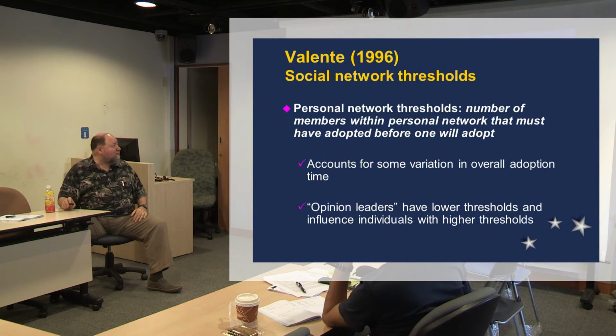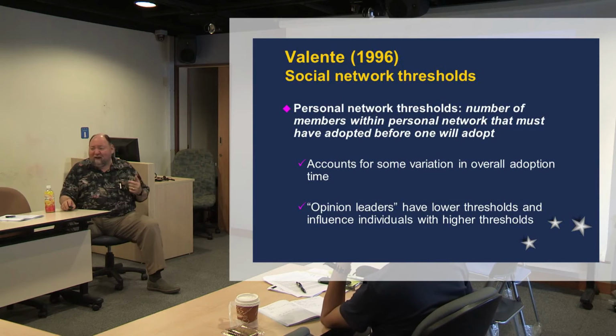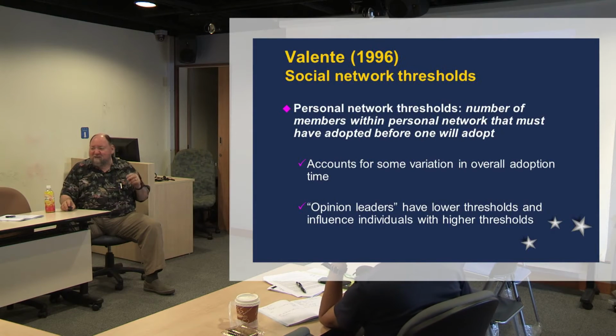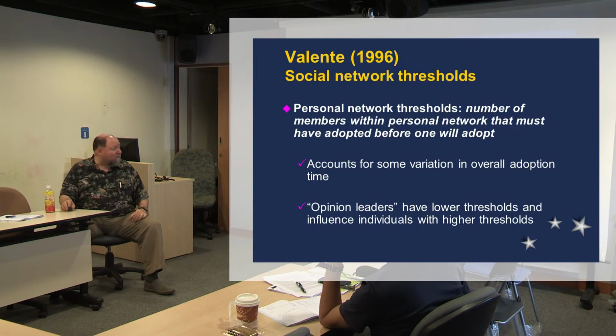Tom Valente, a friend of mine, came up with this notion of social network thresholds. Personal network thresholds are the number of members within a personal network that must have adopted a behavior before one will adopt. It has a lot to do with the strength and influence of individuals within a social network. And by knowing this threshold, you can make good decisions about how robust your intervention needs to be, how many people you need to involve, and how you can track change and predict change over time.